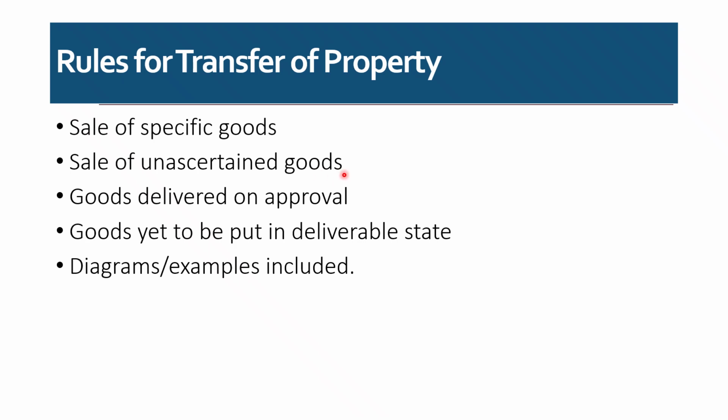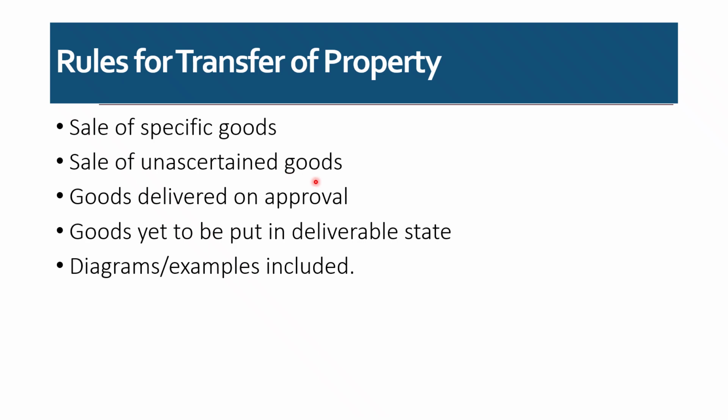Then is the sale of unascertained goods. What happens in case of uncertain goods? Ownership passes only after goods are identified and separated, like when you buy 10 kg rice out of a 1000 kg bag. So once that 10 kg gets separated, then only the sale happens.